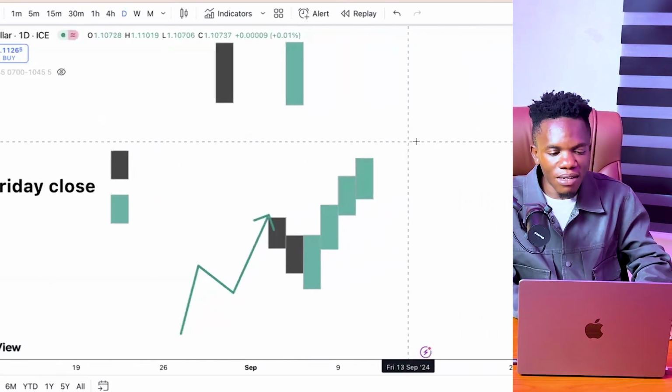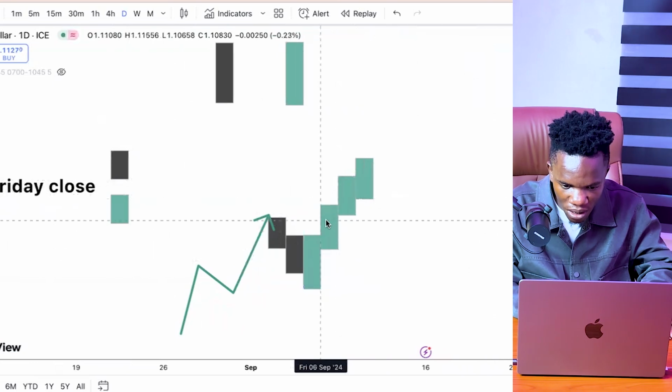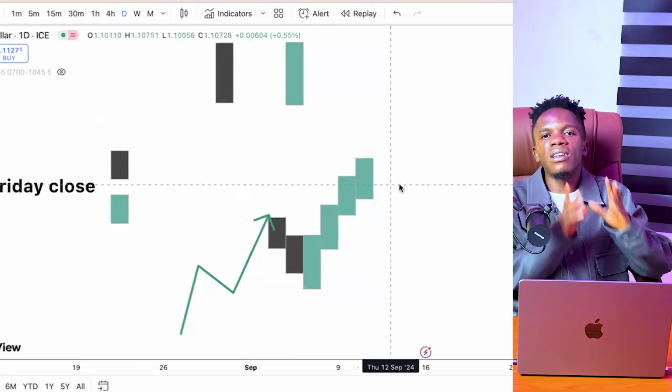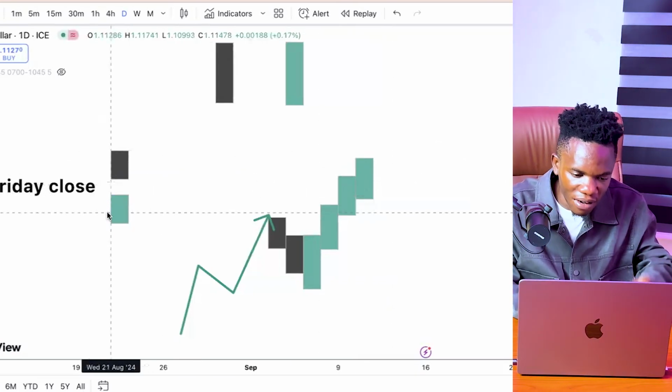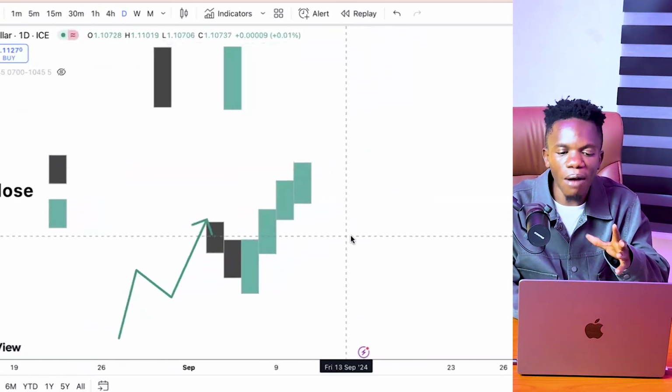But sometimes Friday can close bullish like this, just like this one now. Friday, Thursday, Wednesday, Tuesday, Monday, and then Friday closes bullish like this, and your next week is still bullish, meaning Friday closes bullish and then your next week is still bullish. That's going to be the last profile I want to explain to you guys.